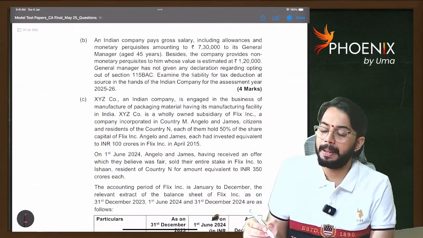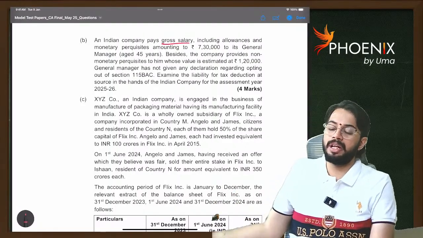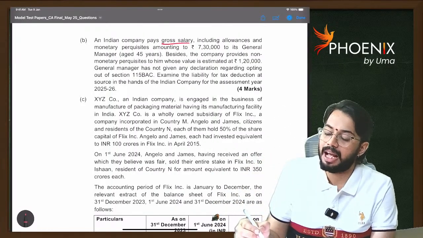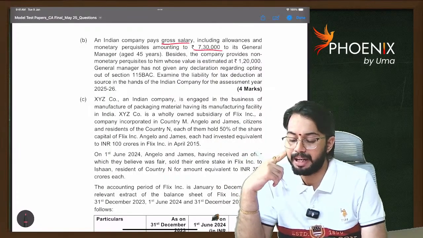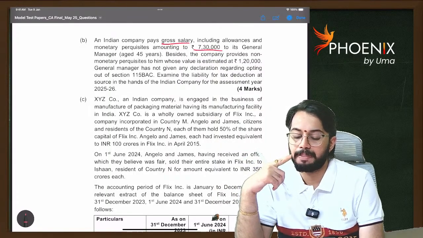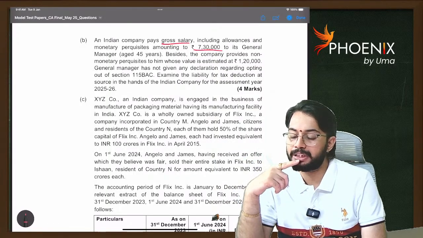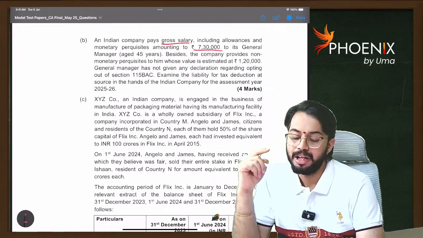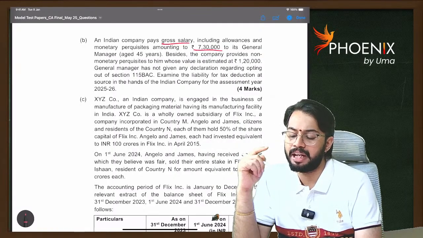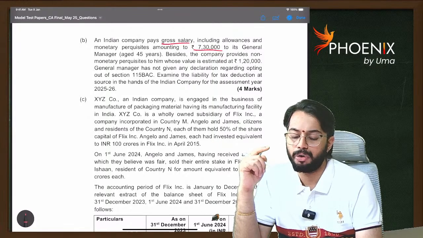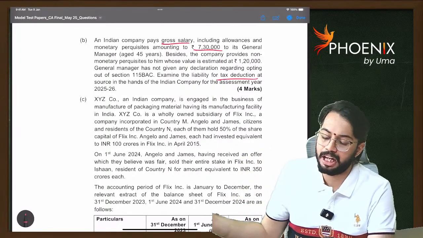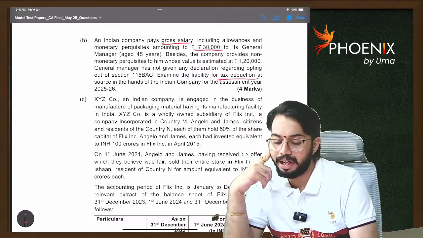An Indian company pays gross salary including allowances and monetary perquisites amounting to 7,30,000 to its general manager. Besides, the company also provides non-monetary perquisites to him whose value is estimated at 1,20,000. The general manager has not given any declaration regarding opting out of section 115BAC. Examine liability for tax deduction at source in the hands of the Indian company.